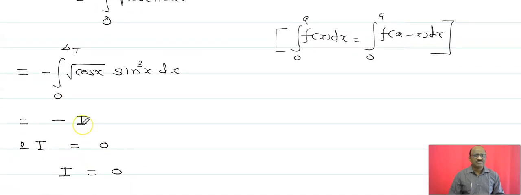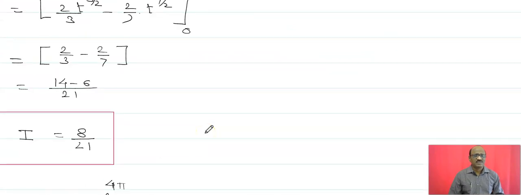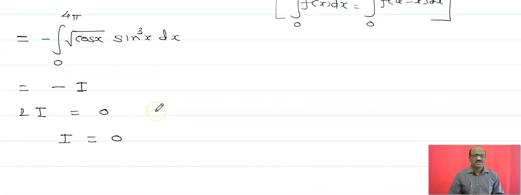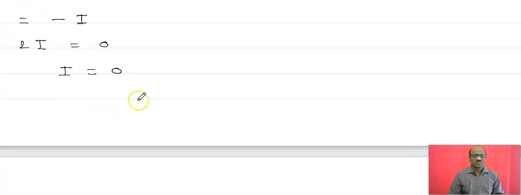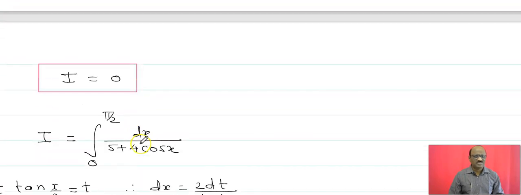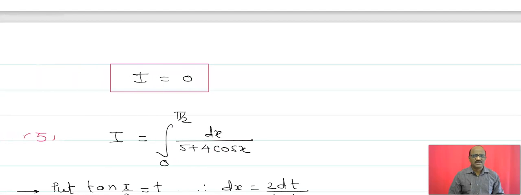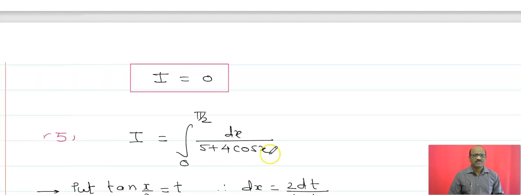And this is nothing but minus I. We started with I, and this is nothing but minus I. Take this minus I to the left hand side. It becomes I plus I is 2I, 2I equals 0. Therefore I equals 0. And this is the answer for the second type. Now the next example, that is example number 5.